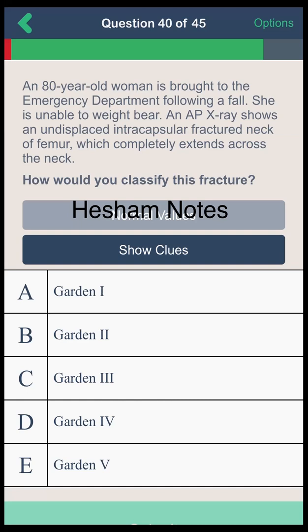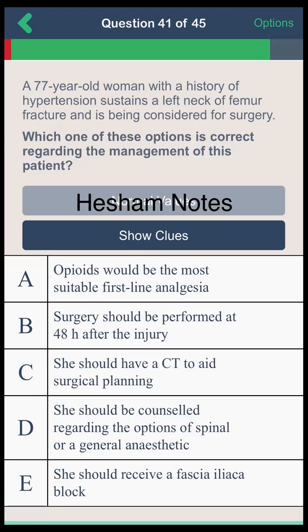The first is undisplaced, incomplete. And Garden 2 is undisplaced also but complete. Then Garden 3 and 4 are displaced, partial and complete. Okay. 1 and 2, no displacement. 3 and 4, displacement. Okay, this is Garden 2. The correct answer here is B. Okay, excellent. Another one.